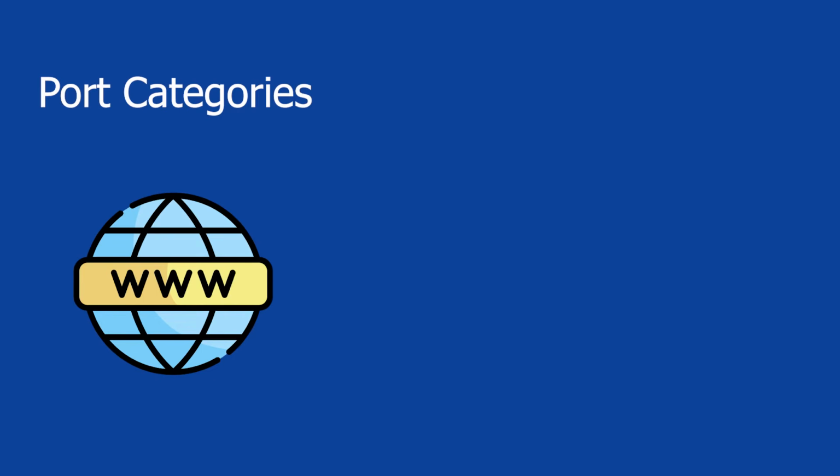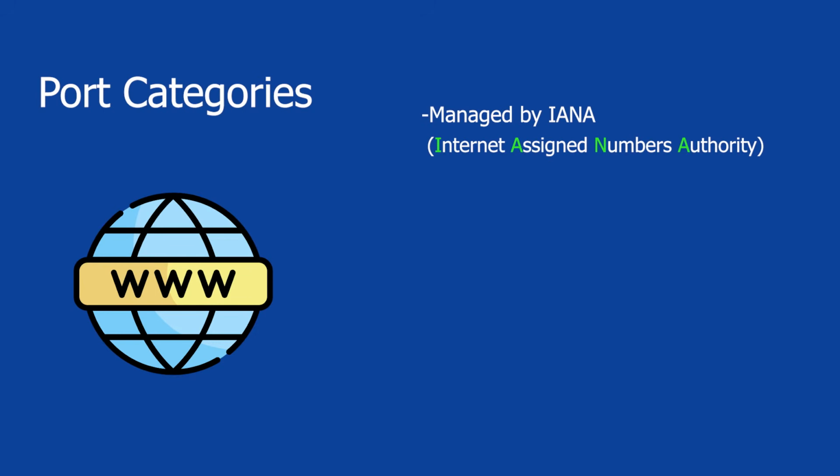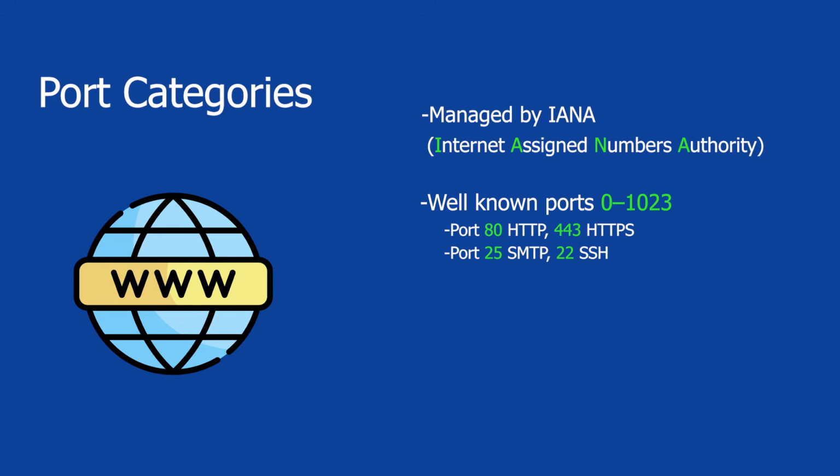Now let's look at how ports are categorized. Ports are managed by IANA. That stands for Internet Assigned Numbers Authority. They're responsible for coordinating and maintaining the global system of IP addresses, domain names, and port numbers to make sure everything on the internet stays organized and works together smoothly. The first category are the well-known ports. These ports are used by the most common and essential internet services, the ones we interact with almost every day. Examples of these are HTTP, HTTPS, SMTP, and SSH. SSH, or Secure Shell, is a protocol that allows remote access to another computer.